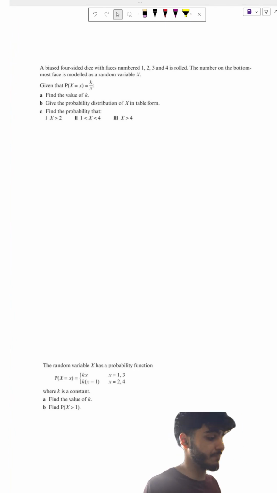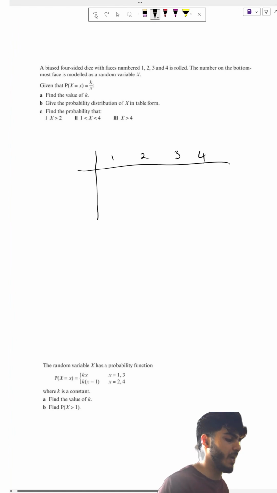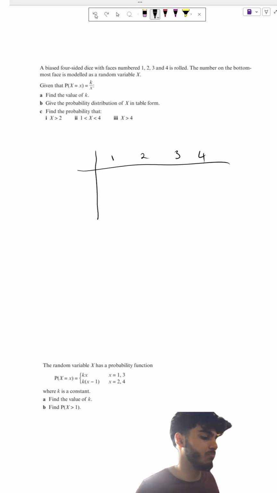A biased 4-sided dice with faces numbered 1, 2, 3, 4 is rolled. So first thing, I'm just going to draw a probability distribution from there: 1, 2, 3, 4. You don't really even need to do the side bits. I'd never really do that, as long as you know what the probability distribution means.